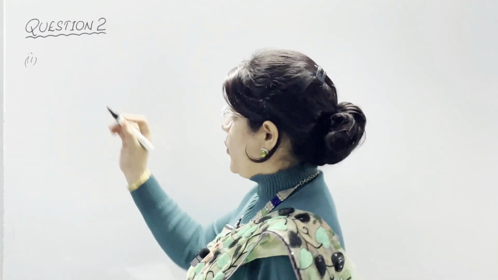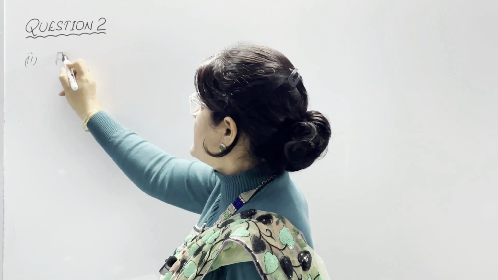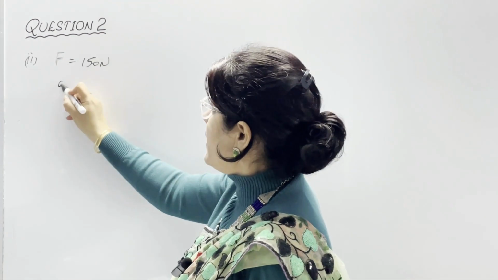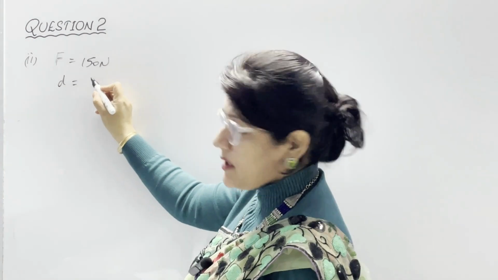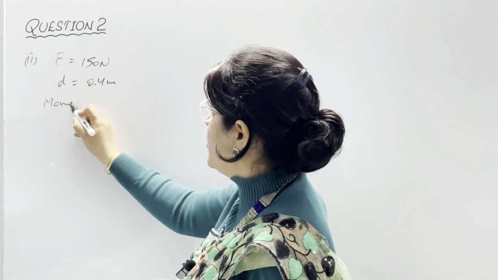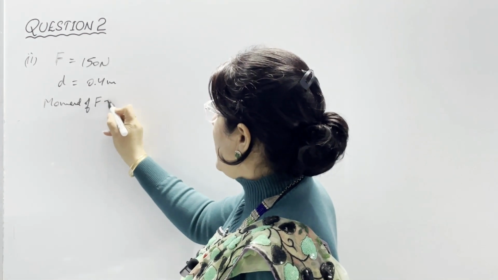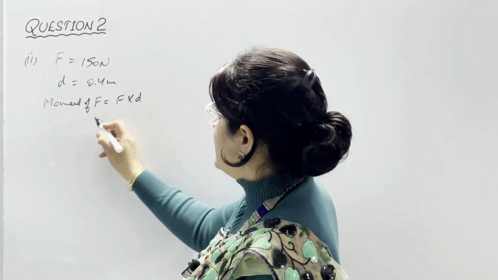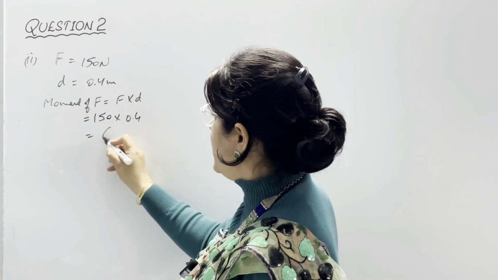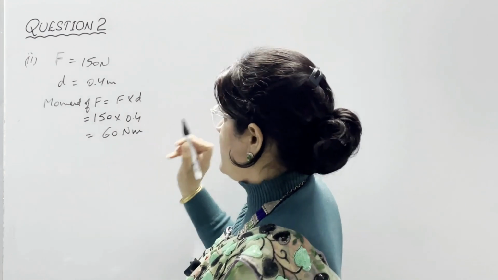In second part, a man can open a nut by applying a force of 150 Newton by using a spanner of length 0.4 meter. So force applied F is given as 150 Newton and the length of the spanner we can take as D, given as 0.4 meter. So the moment of force required is F into D. What is the value of F? It is 150 into D, which is 0.4. It means 60 Newton meter.